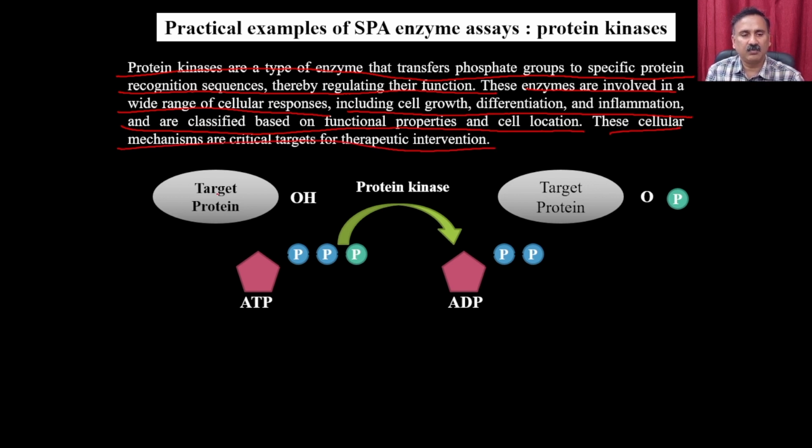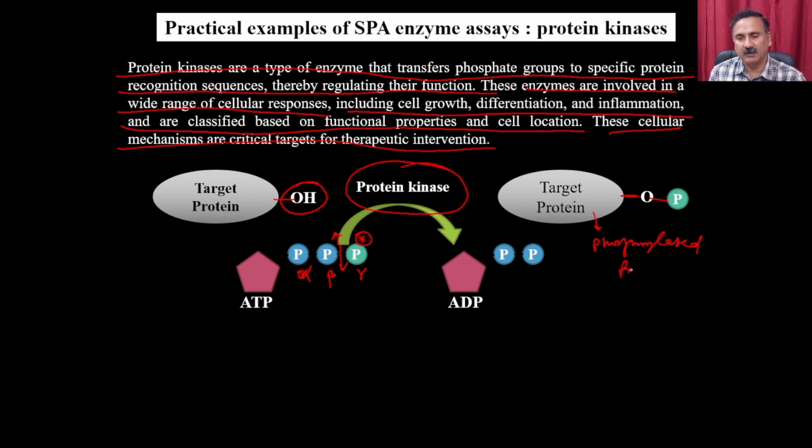So for example, this is the target protein which is going to be recognized by the kinase, and it has a free OH group. When you have the protein kinase, it takes this as a target, and it uses the radiolabeled ATP. This is the gamma phosphate, this is the beta phosphate, and this is the alpha phosphate. The gamma phosphate is broken off and transferred onto this OH, and that's why you have the O-phosphate, which is the phosphorylated product.